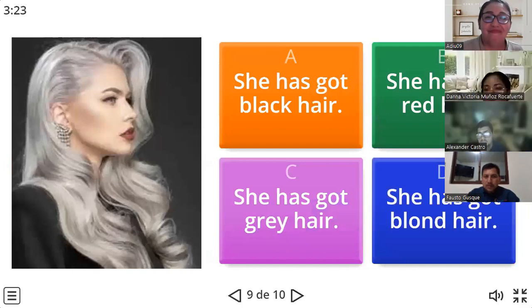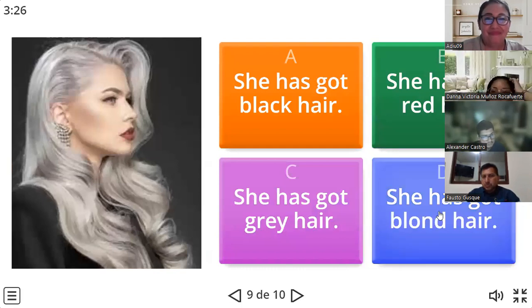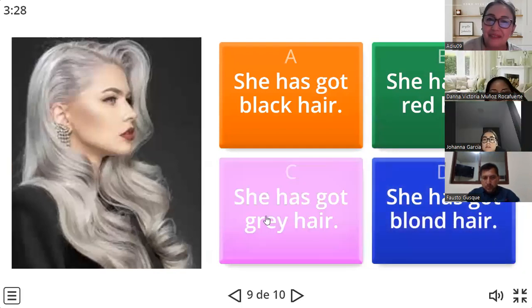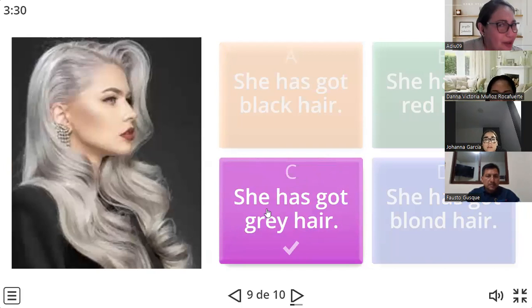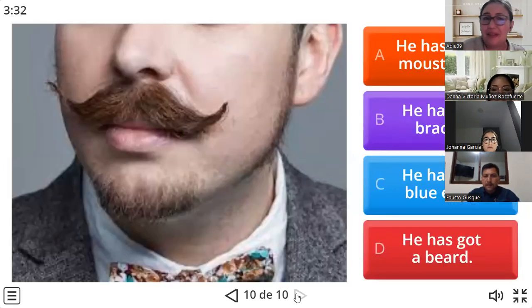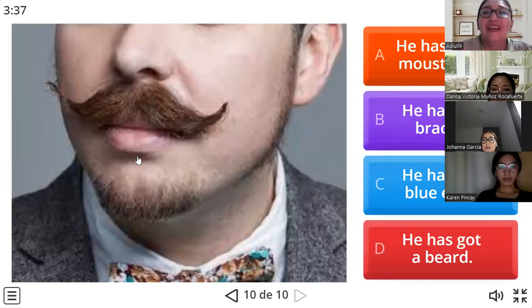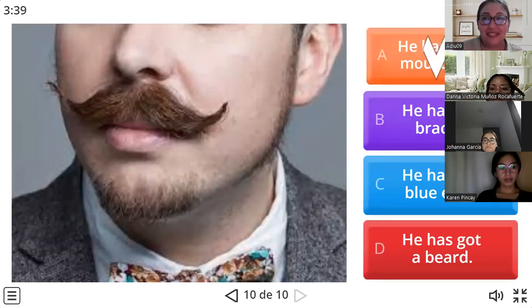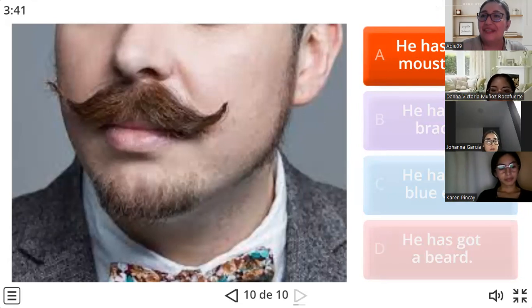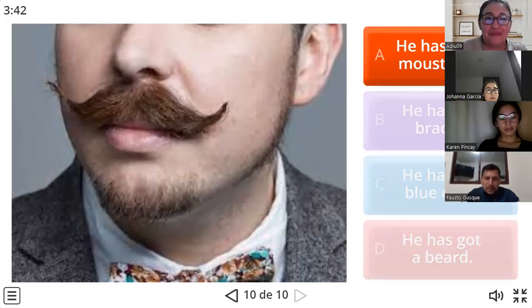She has got gray hair. It looks gray, right? Gray. Yeah. It's not really blonde. It looks like blonde. What about this? Letter A. He has got a mustache. A mustache, right? Okay. So he has got a beard and mustache. Good.